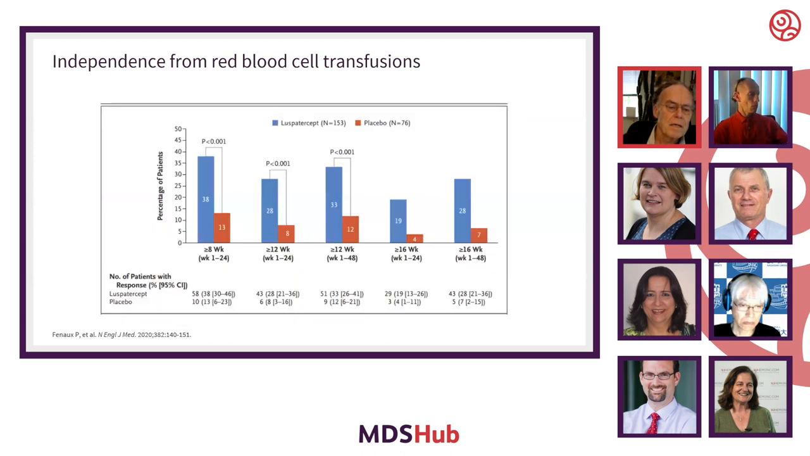Next slide. Here you see this in the graph, in the picture from this study. So the percentage of patients in the luspatercept group having a response, transfusion independence longer than eight weeks in the first 24 weeks, is significantly better than in the control group, 38% versus 13%. The 12-week response was 28% to 8%, also very significant. And if you extend the observation period to 48 weeks, you see the same kind of difference, very significant.